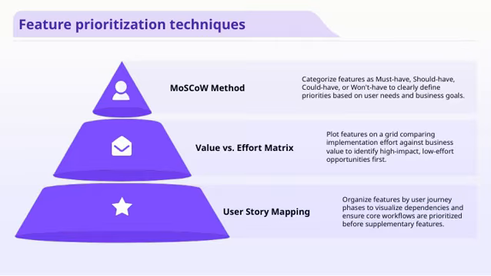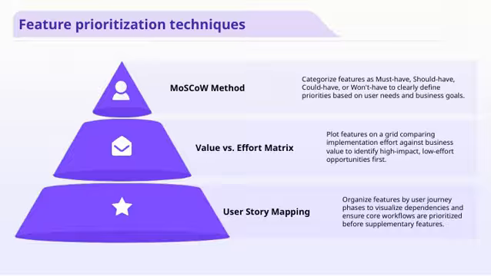Next, there's the value versus effort matrix. Think of this as plotting features on a grid that compares how much effort it takes to implement them against the value they bring to the business. This visualization helps us quickly identify high-impact, low-effort opportunities. That's where we want to focus our resources first.